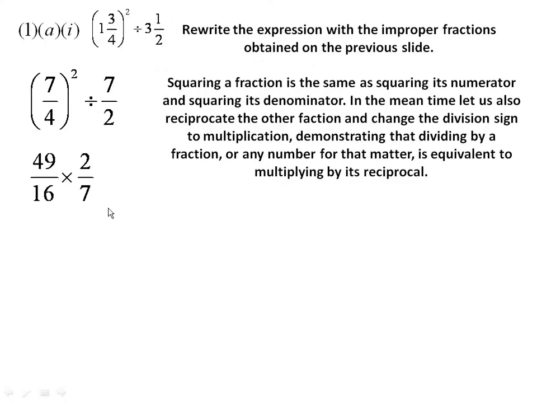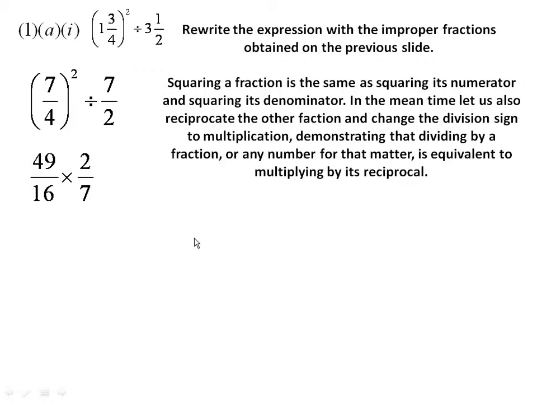In the meantime, what we have done is make use of the fact that dividing by any number for that matter is the same as multiplying by its reciprocal or multiplicative inverse. So we have, of course, squaring the 7 we get 49, squaring the 4 we get 16. Then we make use of the fact that dividing by a fraction or any number for that matter is actually multiplying by its reciprocal. So we have formed the reciprocal of 7/2, which is 2/7, and of course we have squared this fraction here.